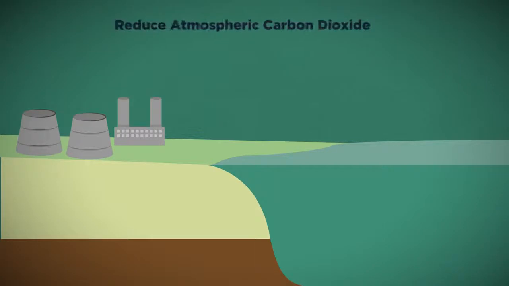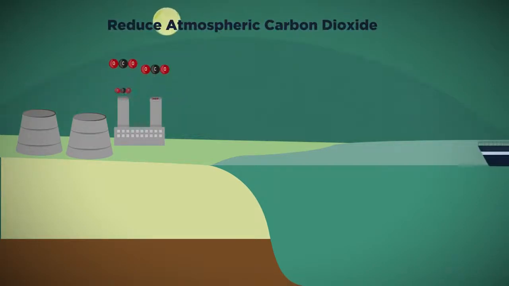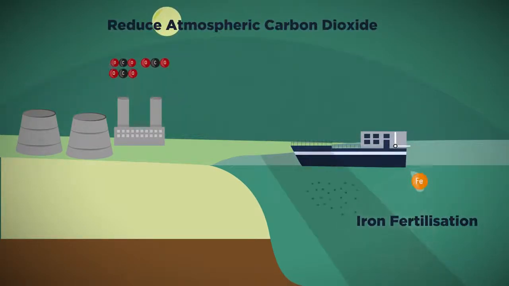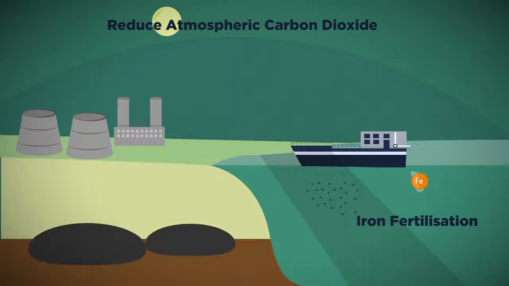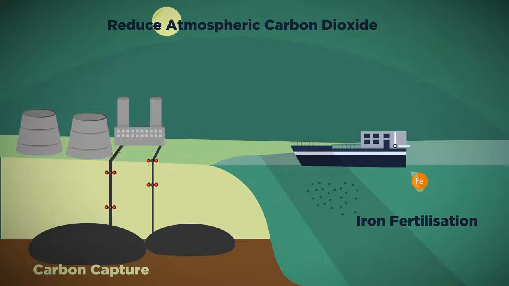So to summarize, to reduce atmospheric carbon dioxide we could seed the oceans with iron to stimulate algae growth, or we can try to capture it from power stations and then pump it underground. Much better we generate our energy without burning fossil fuels in the first place.